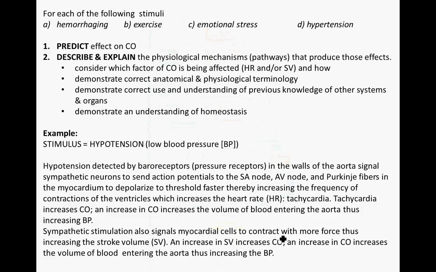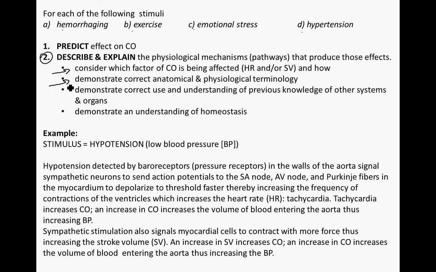Finally, here is another thing I might ask you to write about, a sort of timed writing, right? For each of the following stimuli, I'd ask you just to pick one of these: hemorrhaging, exercise, emotional stress, or hypertension, to predict the effect on the cardiac output. And then this is really where the meat of this is, to describe and explain the physiological mechanisms, that's the pathways that produce those effects. So things I'd be looking for in the timed writing are here: considering which factor of the cardiac output is being affected, the heart rate and/or the stroke volume, and then a little description about how.